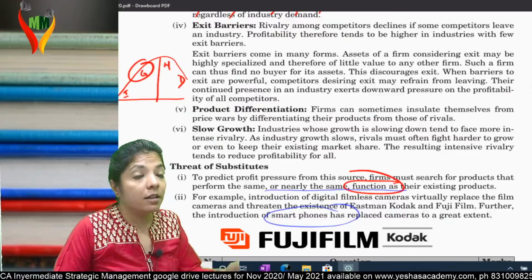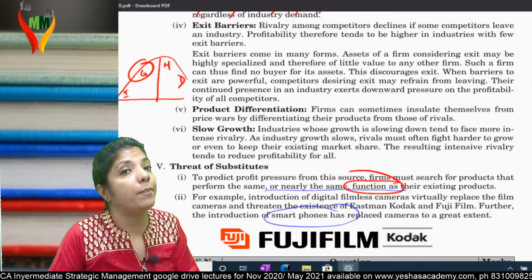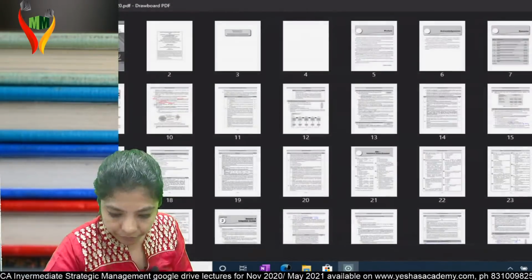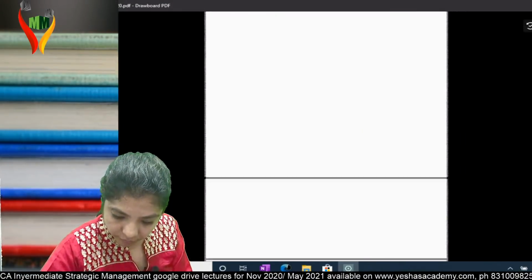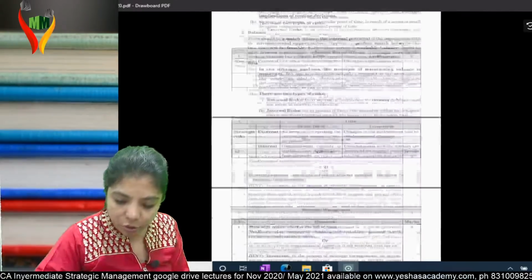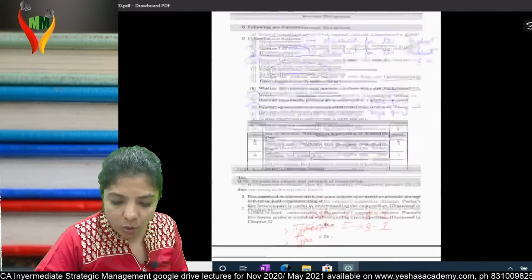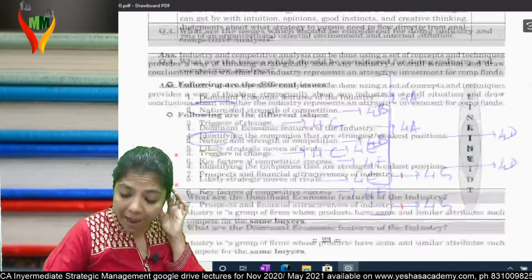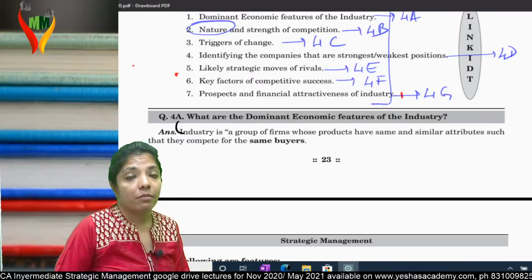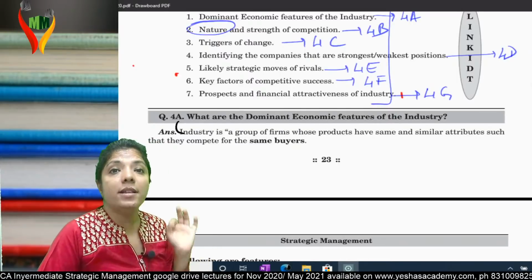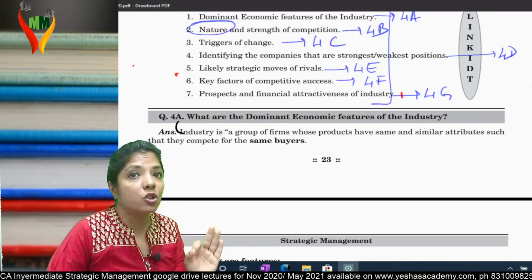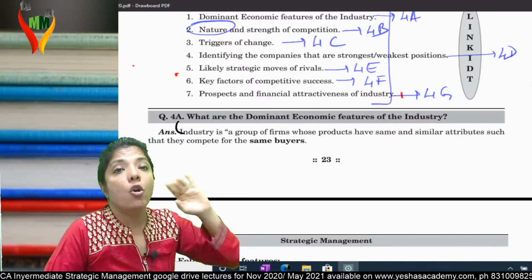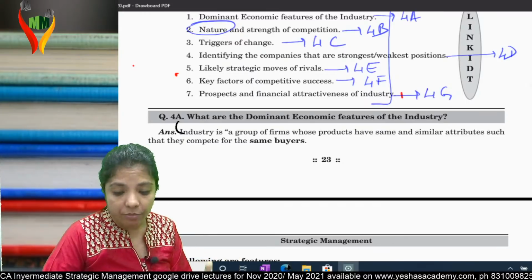Any problem till here? So let's go back to chapter 2. We are done with the second issue. What is the second issue? Page number 23. We are done with the second issue, nature and strength of competition. For that we went to chapter 5, question number 1. Am I clear?